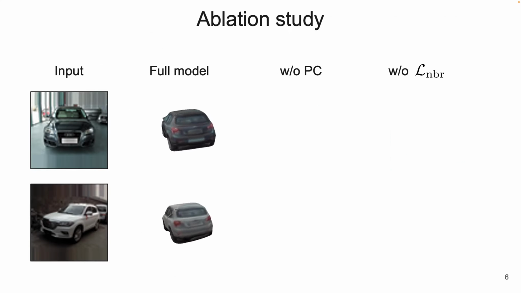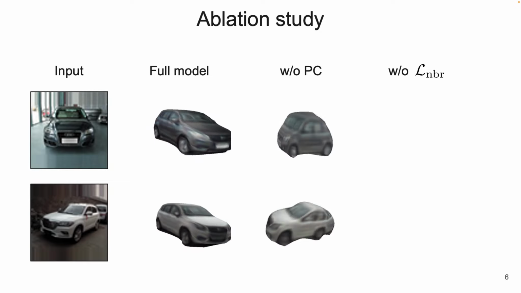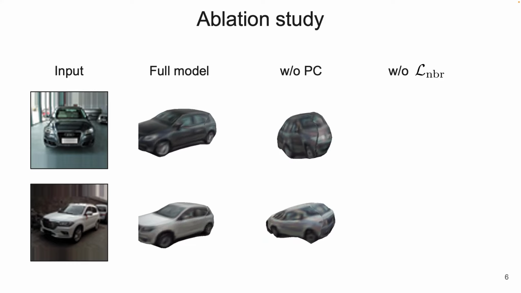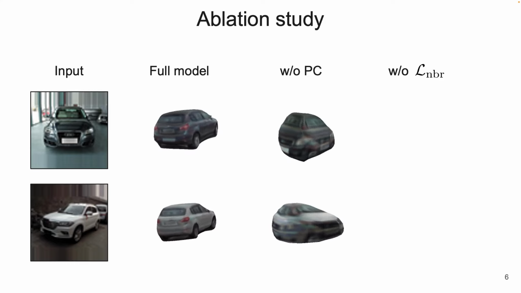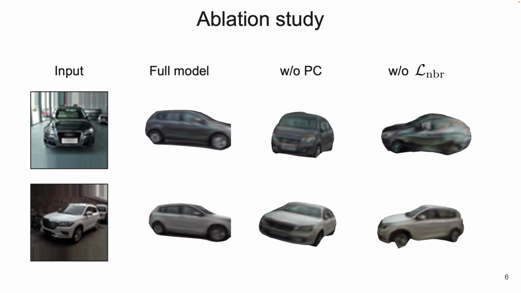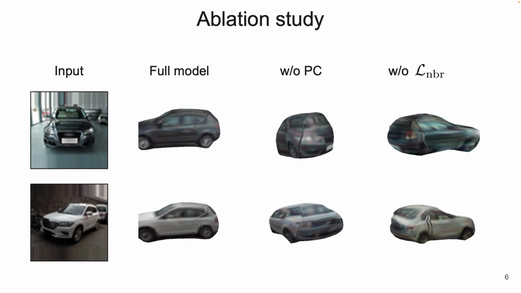Let's analyze the effects of each component by comparing results with our full model. If we remove progressive conditioning, the predicted 3D objects clearly correspond to degenerate cases. If we remove the neighbor reconstruction loss, the shapes are okay, but parts that are not seen from the input views are completely wrong.